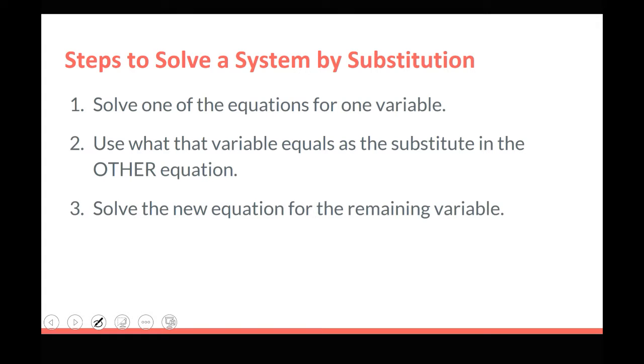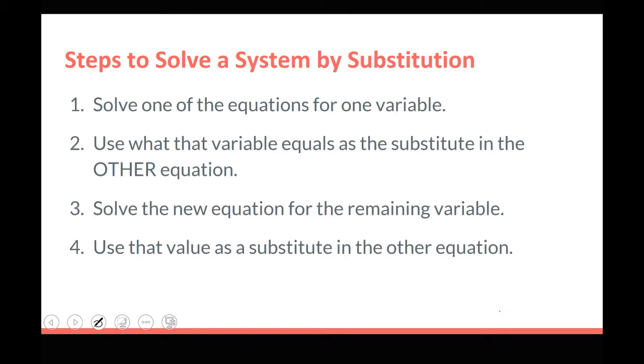Okay, so here are the steps. First step, you solve one of the equations for one variable, like we just saw. And then we're going to use that piece, whatever it equaled, and replace that same variable in the other equation. That eliminates that variable, so then we solve the new equation for the remaining variable. We'll have a number answer then, like x equals 2, and then we would take that number, 2, and plug it in to x for the other equation and then solve for y.